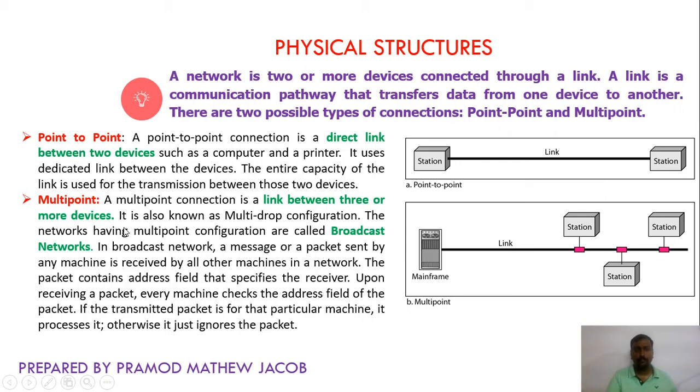In case of a multi-point connection, there is a link between three or more devices. It is also known as multi-drop configuration. The networks having multi-point configuration are called broadcast networks. In a broadcast network, the message is sent from the server side to all the connected devices in that particular network. Every device in that particular network will receive that particular packet or message, and it will check for the address that is mentioned in the packet. If it is matching with the address of that particular system, then it will accept that packet. Otherwise, it will ignore that particular packet. So this is how broadcast network works.